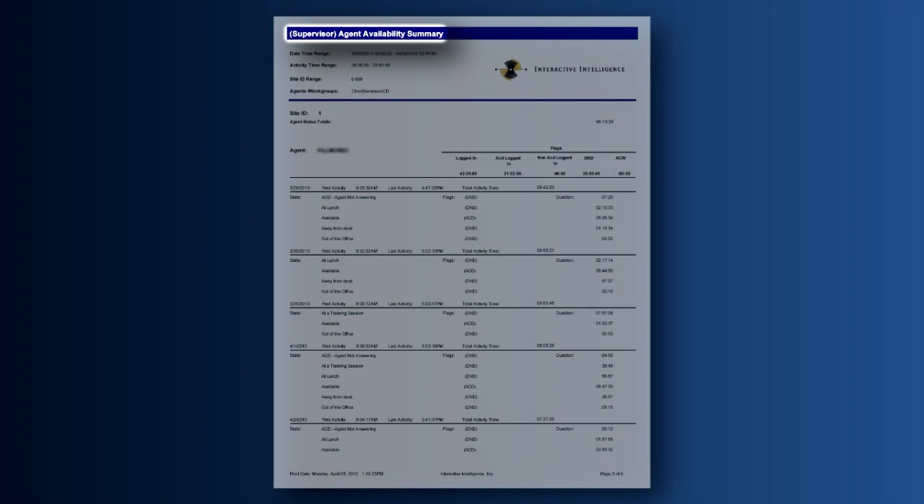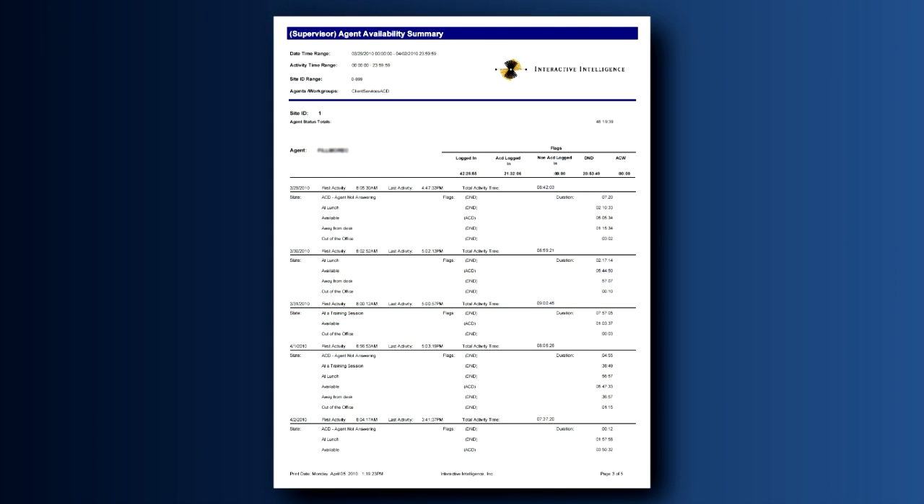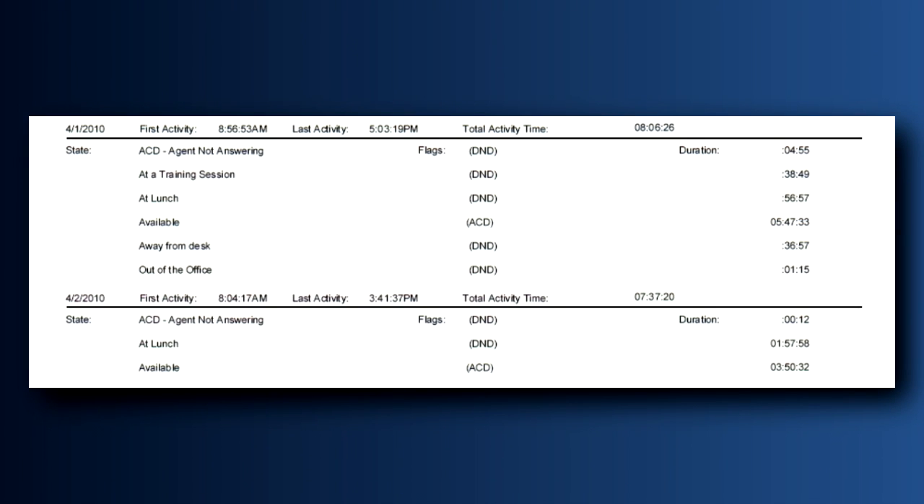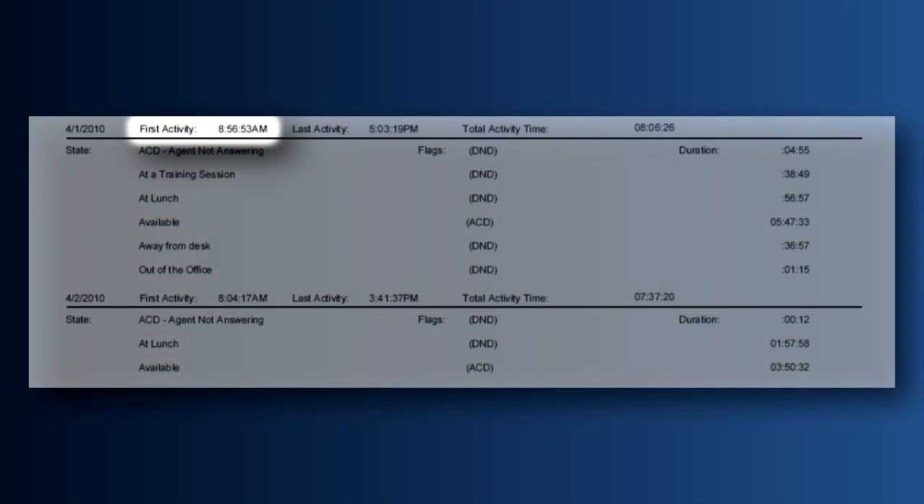This report, as it says in its name, gives you a summary of the statuses that an agent used during a workday. We're going to focus specifically on our agent here for April 1st. As you can see for this day, the agent's first activity when they signed in happened at 8:56 in the morning.